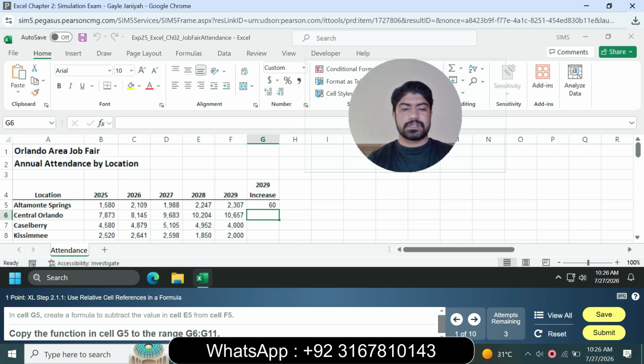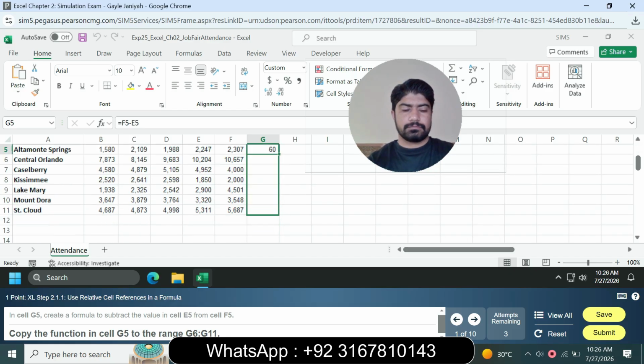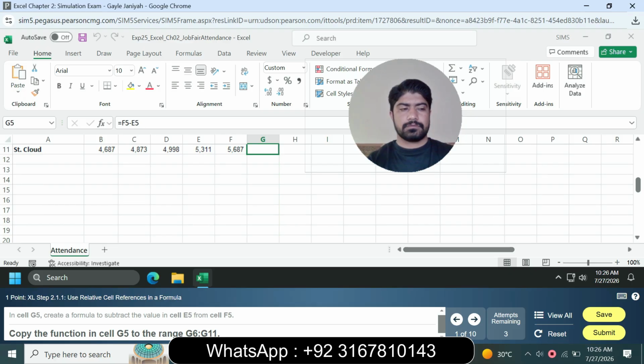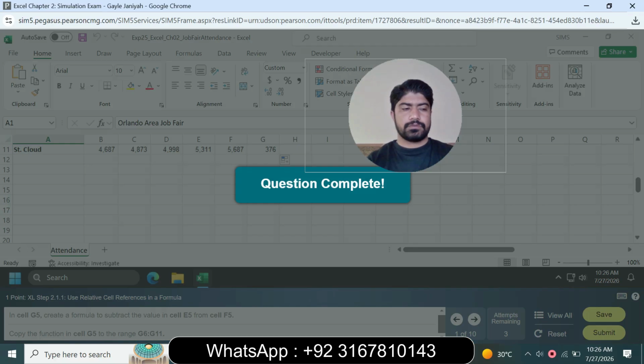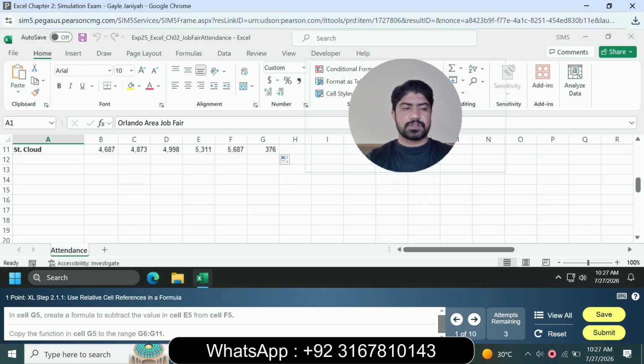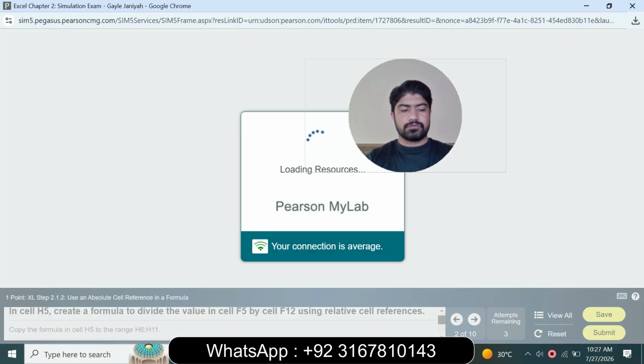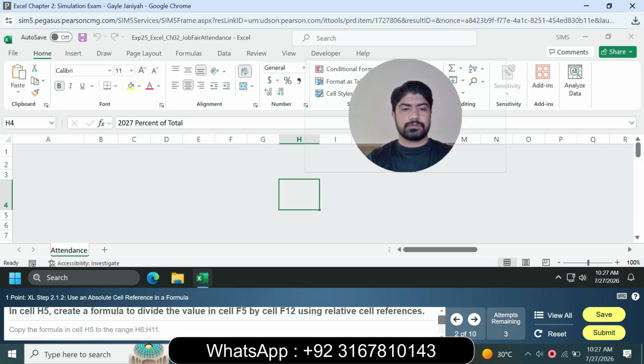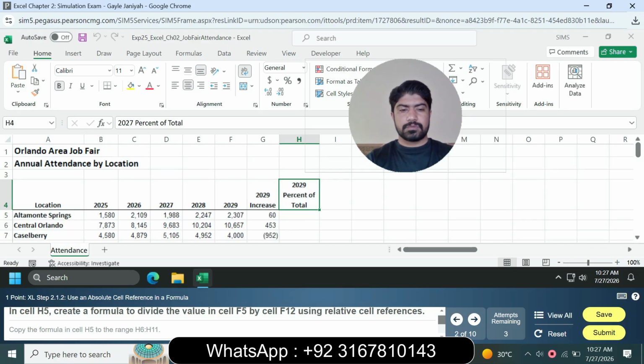Copy the function in cell G5 to the range G6 to G11. So next, G6 to G11. So question number 1 is complete and we move to question number 2.